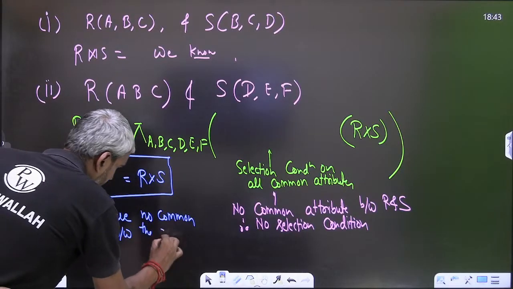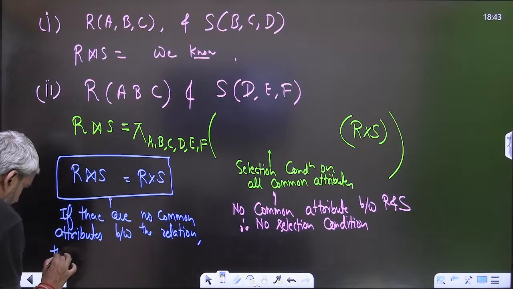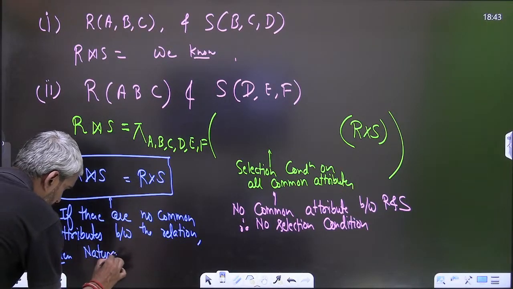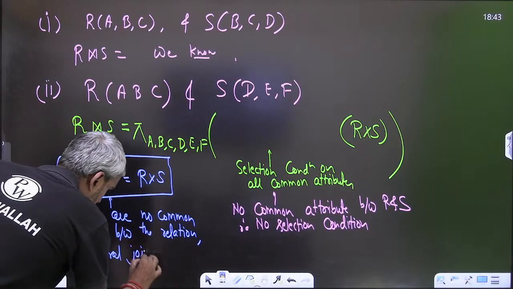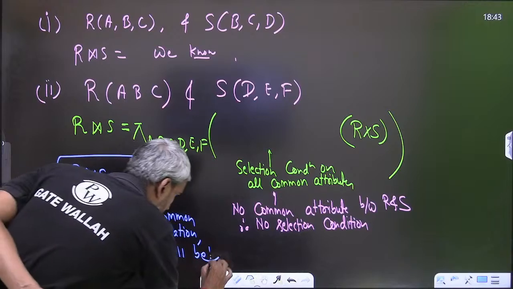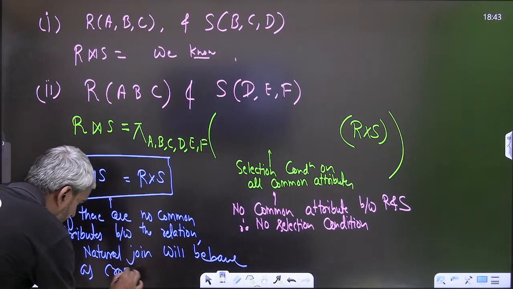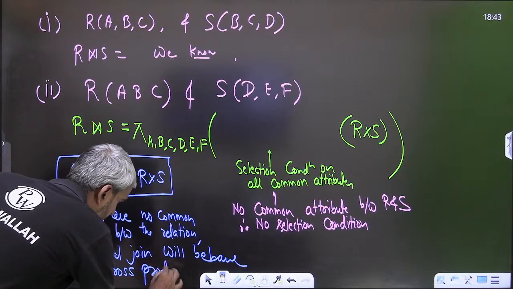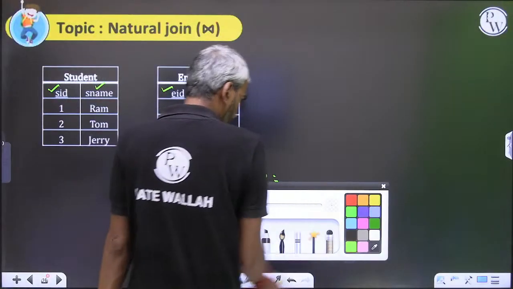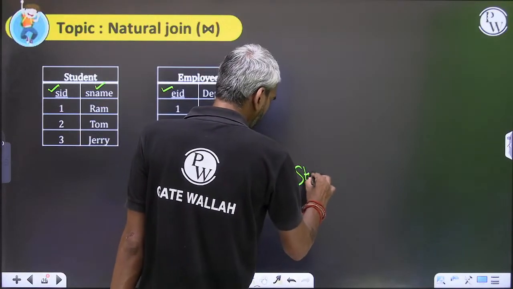If there are no common attributes between the relations, then natural join will behave as cross product. No difference. So the result for this will be nothing but student cross employee.